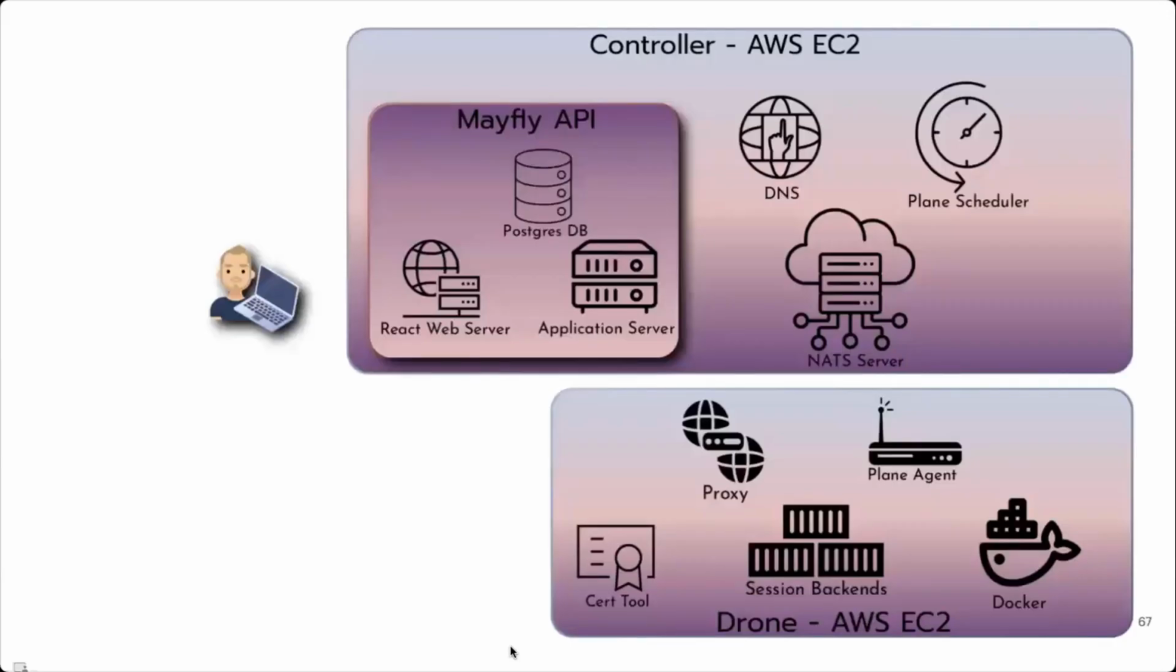Thank you, Nate. So the process begins with a request for a session backend being received by Mayfly. A separate request is then sent from the Mayfly API to the NAT server. The Plane scheduler is always listening for requests, and when one is received, it then returns a URL back as a response, while also scheduling an available drone to spawn a session backend through a NAT server request. When the URL is received by the Mayfly API, a database entry is created, and the URL is sent as a response to the original request.